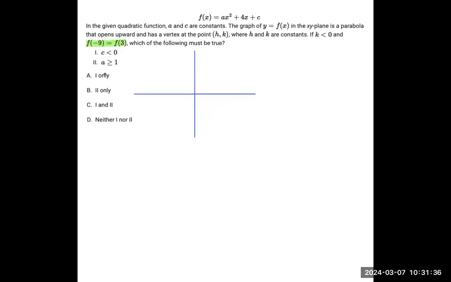Now, f of x is the height. f of some number is the height at that number. So they're telling us that the height when x is -9 is equal to the height when x is 3. Let's just imagine for now that those two heights are around here, but we really don't know. We just know they're the same heights as each other. But that's really telling because parabolas are symmetrical.